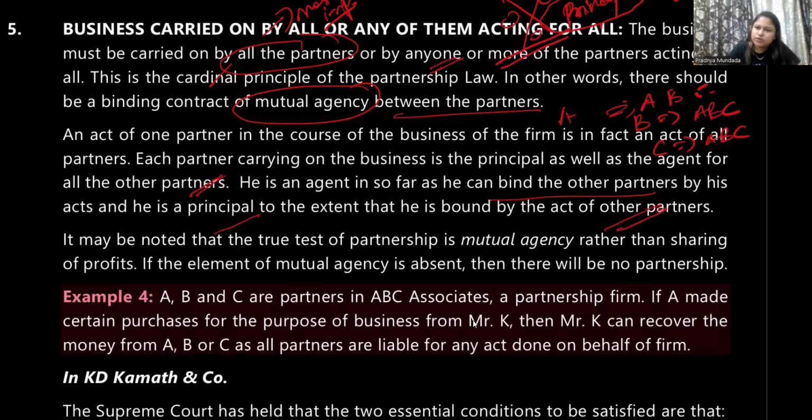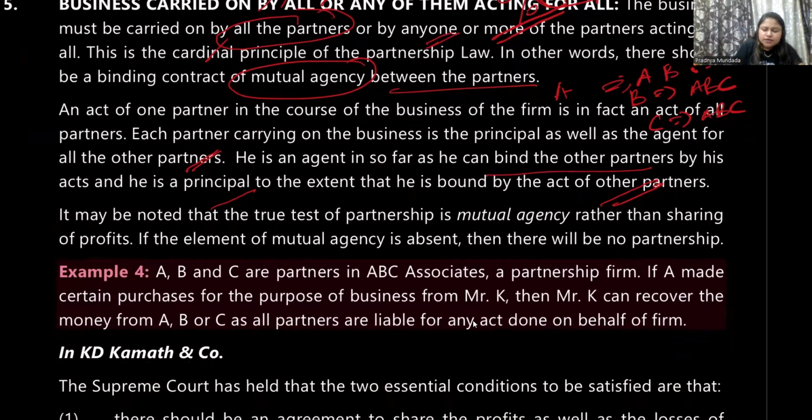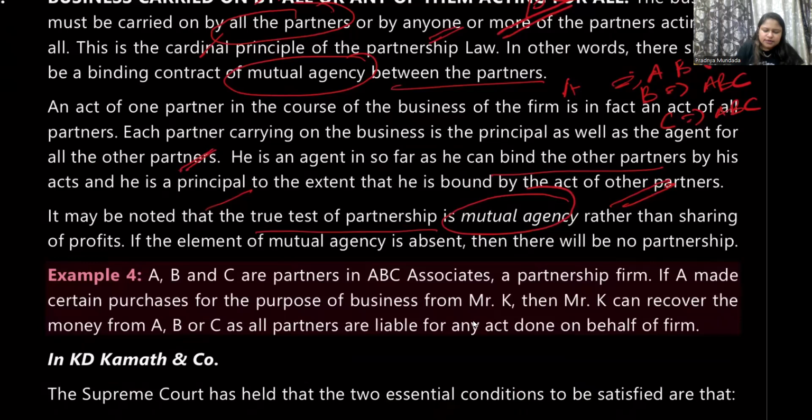So is he also bound? Yes. Are others also bound? Yes. It may be noted that the true test of partnership is mutual agency rather than sharing of profit, because in LLP also you share profit, in a company also profit is shared. So if you want to bring a unique characteristic to the partnership as compared to any other business, the only idea is what? Mutual agency. It is not present in any other business. Then if the element of mutual agency is absent, there will be no partnership.